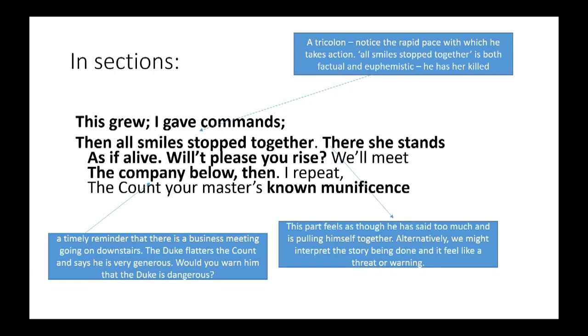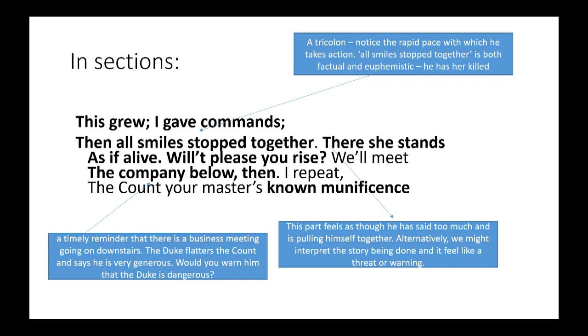So he spent 40, 45 lines describing what she's like, and then that's as quick as it gets. It's both factual and euphemistic. All smiles stopped together strongly suggests he's had her killed. This bit is the heart, if you like, of the plot of the poem, but it's kind of knocked off in three very short phrases, worth considering how he feels about that. I don't think he had a great hand in it himself, other than giving the order.